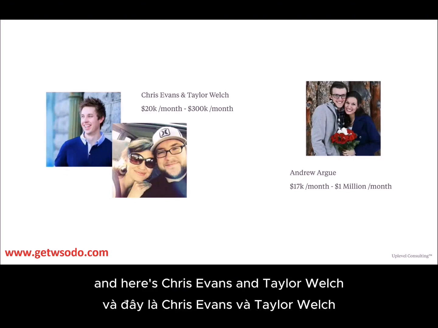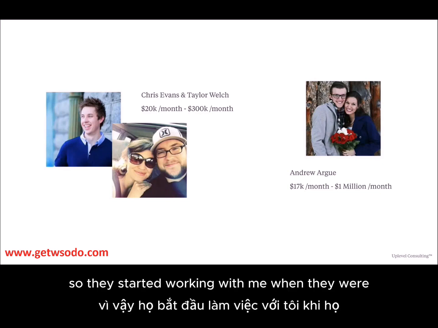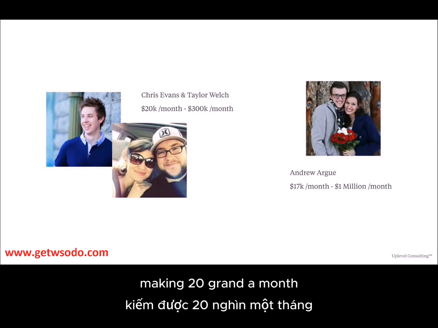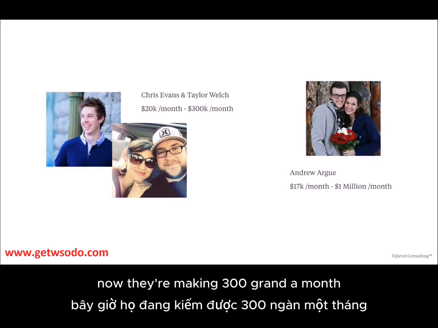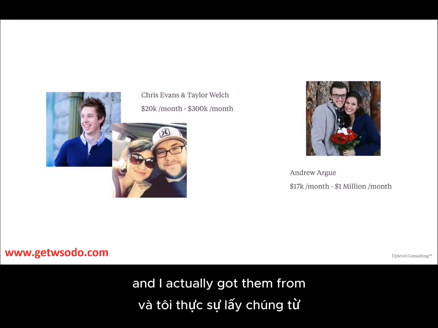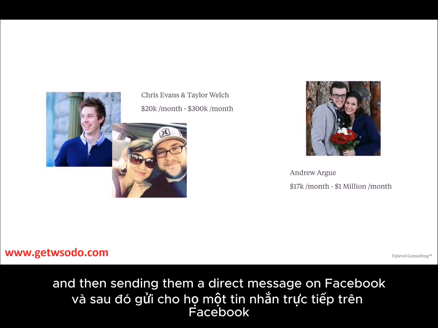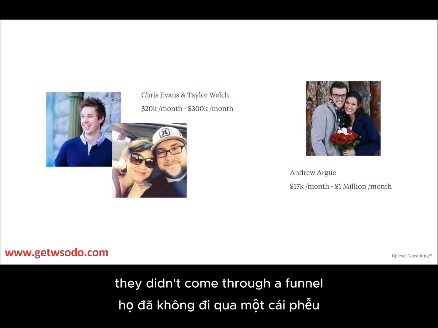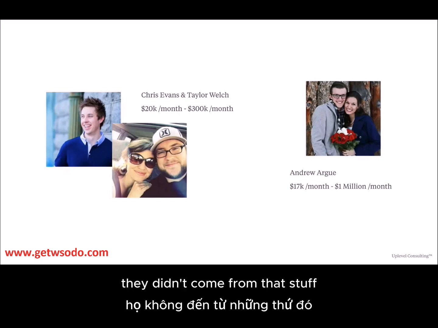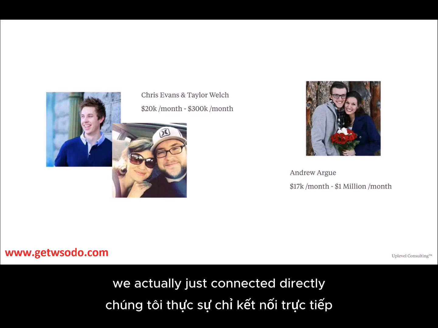And here's Chris Evans and Taylor Welch. So they started working with me when they were making 20 grand a month. Now they're making 300 grand a month. And I actually got them from adding them as a friend on Facebook and then sending them a direct message on Facebook. They didn't come through a funnel, they didn't come through ads, they didn't come from that stuff. We actually just connected directly.